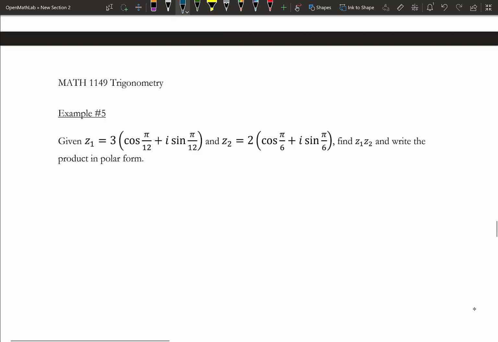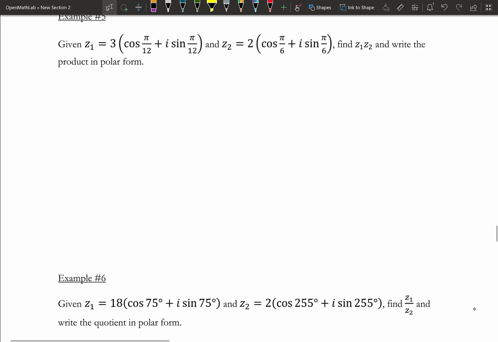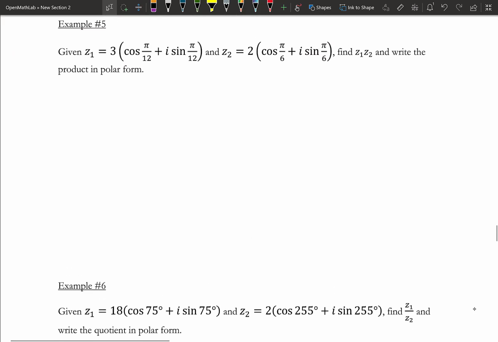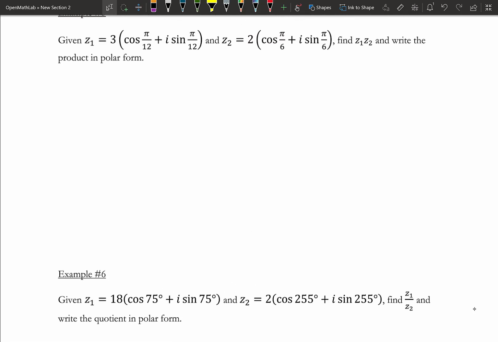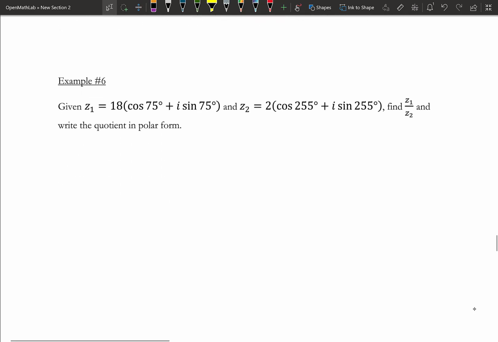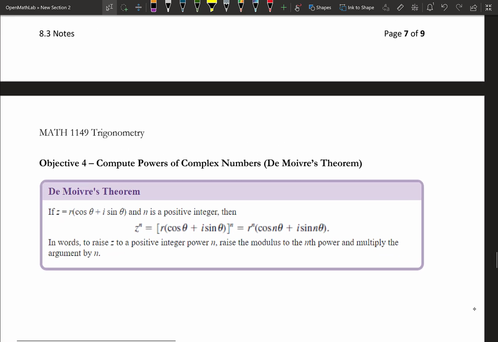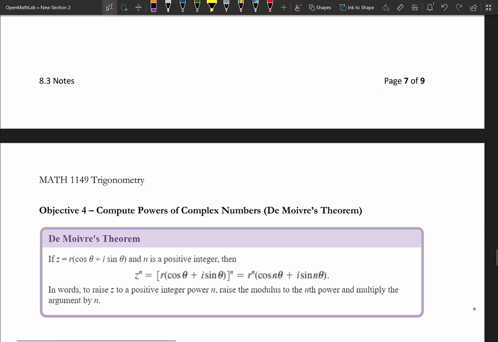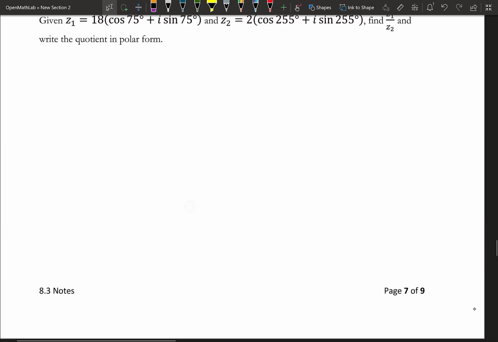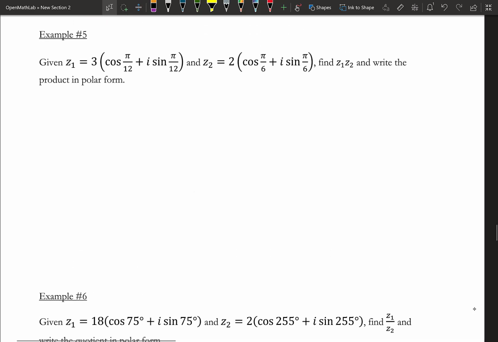So then, ready to go to the next page. The next page we're looking at example 5. Of course we're going to practice multiplying and dividing these numbers in polar form. And then the next page we have one last objective to cover. Just to note, the textbook section actually has 5 objectives, but the 5th objective is not going to be in this class, for time's sake, and it's not typically in the class anyway.